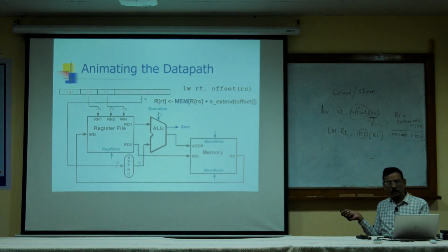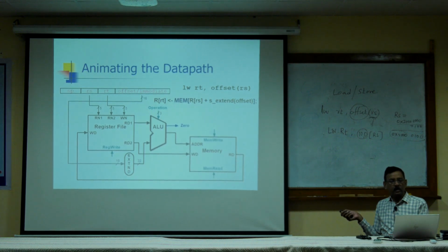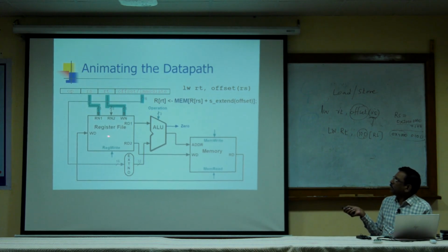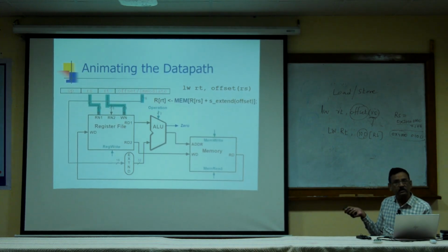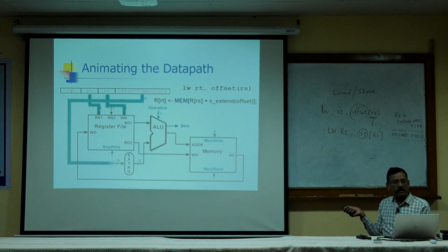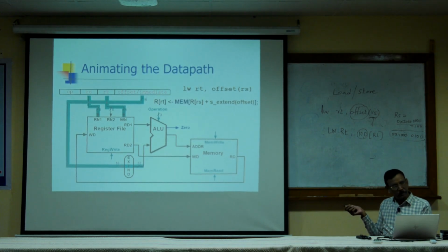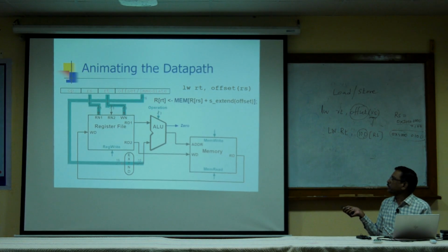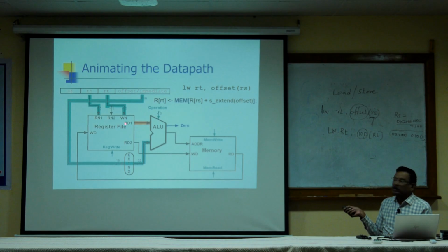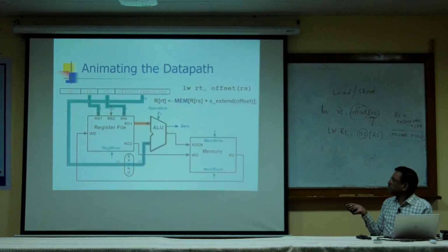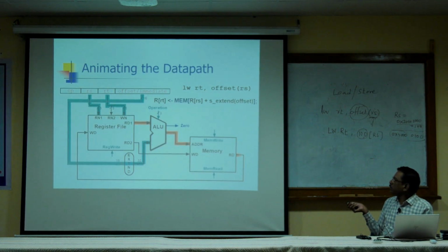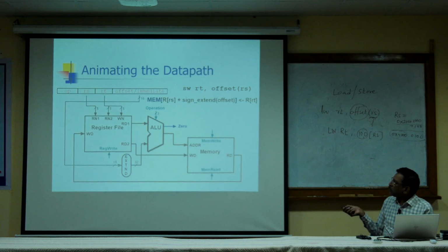Is it clear? Any doubts here? So simple. See, RS and RT, two registers. One is for the base address, the other one is the target register address. Then the immediate field is the offset address. That is sign extended, and the control is made. Then this RS register will be read and added. This is the address of the memory.